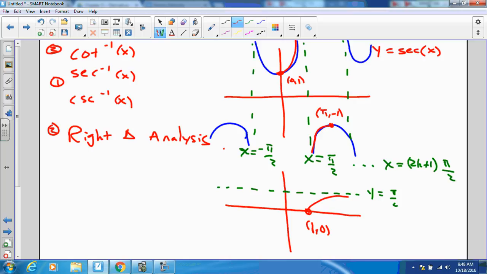And then my third point is going to be the point (pi, negative 1), which becomes the point (negative 1, pi), and the graph approaches the asymptote like that. Very strange looking graph. But you can see why it works.